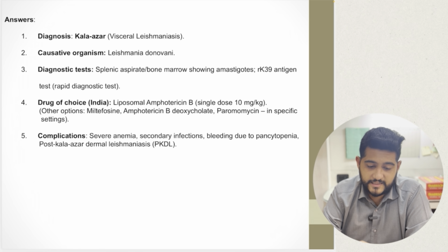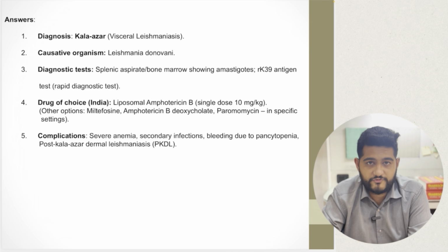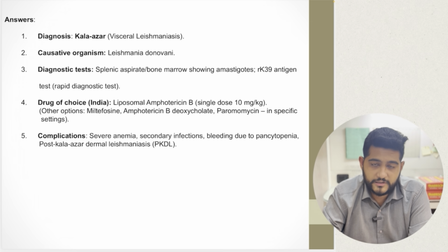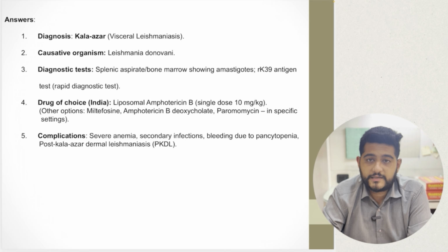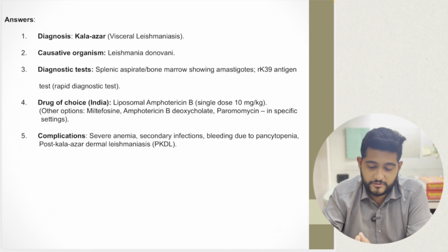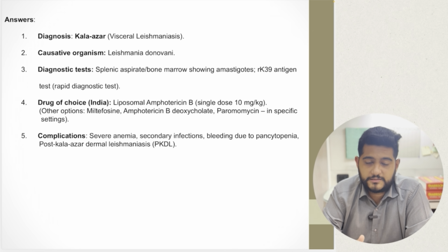Diagnostic tests are a splenic aspirate or bone marrow showing the LD bodies which we saw, or nowadays rapid diagnostic kits are available where we test for rK39 antigen. The drug of choice in India is of course liposomal amphotericin B at a single dose. Other options are miltefosine, amphotericin B deoxycholate, and paromomycin. And complications are severe anemia, a dermatological condition, post Kala Azar dermal leishmaniasis, secondary infections, and bleeding due to pancytopenia can occur.